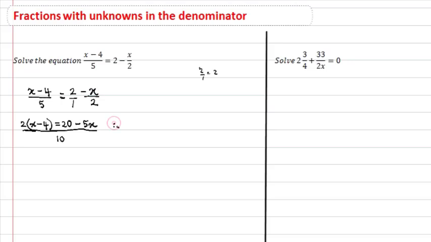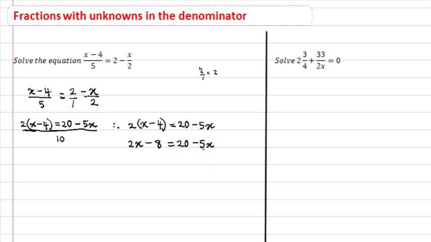Okay, so then we are going to ignore the denominator and take all the numerator. The reason we ignore the denominator is that we did the LCM of everything. So after you've gotten the top side, just ignore the denominator and take only the numerator, which is this upside. So that is 2 bracket x minus 4 equals 20 minus 5x. Okay, so 2 times x is 2x, minus 4 times 2, 8, which is equal to 20 minus 5x.